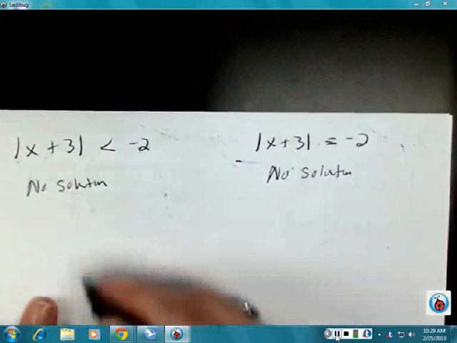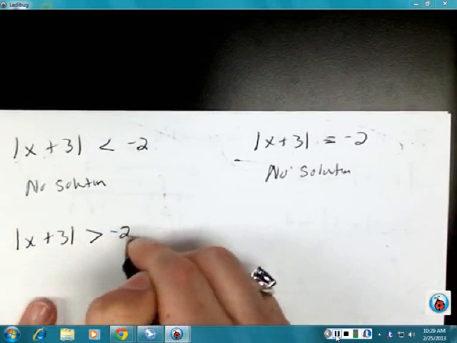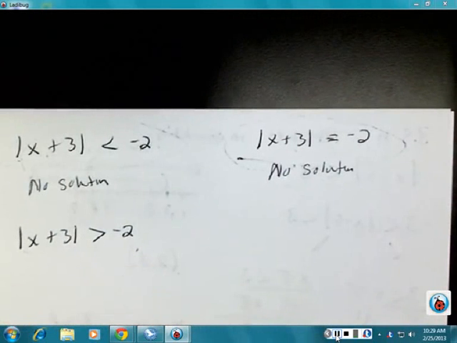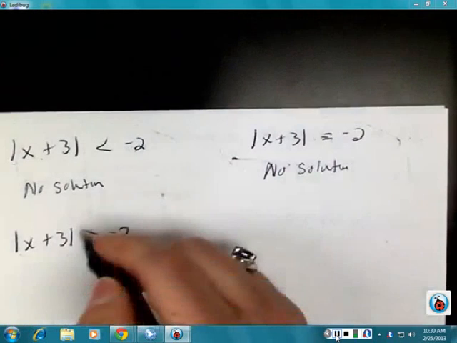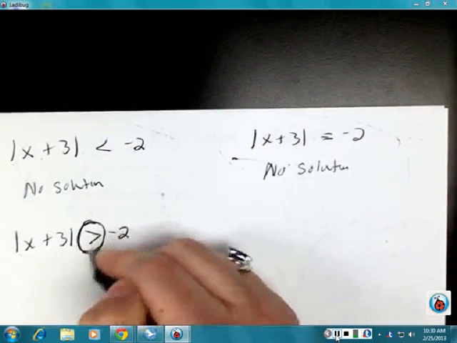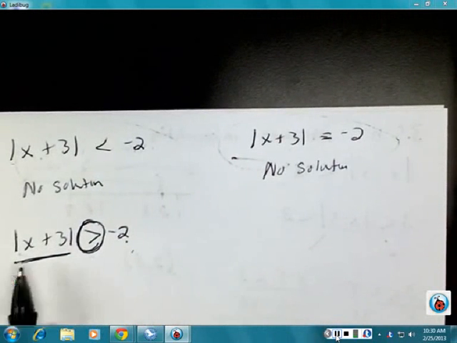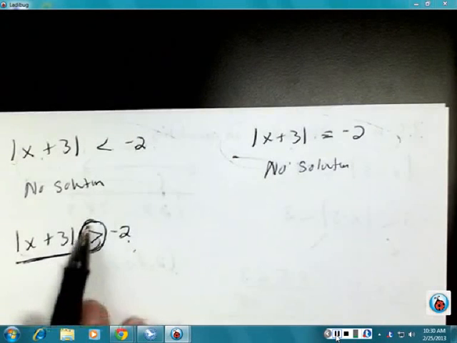But if they said absolute value of x plus 3 is greater than a negative 2, can I come up with answers to go in here that's going to make that true? Maybe. No. Because it's a negative, so there's always no solution. But be careful with a greater than. All that means is that this side needs to be bigger than a negative 2. Can I make that happen? Yes. So you have to watch the symbol. You're going to have to watch what your symbol happens to be in here.